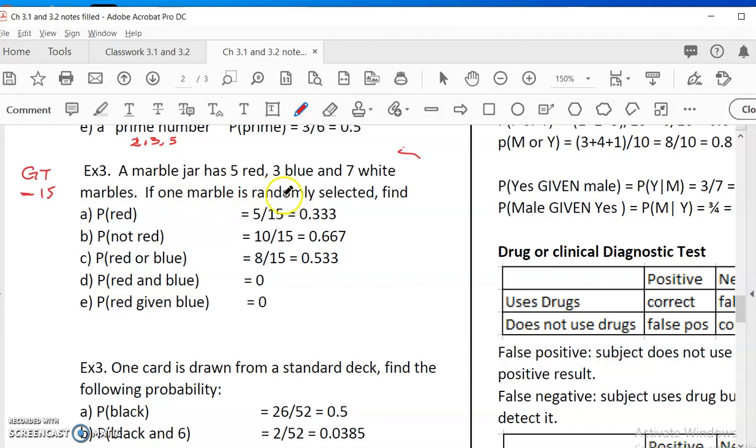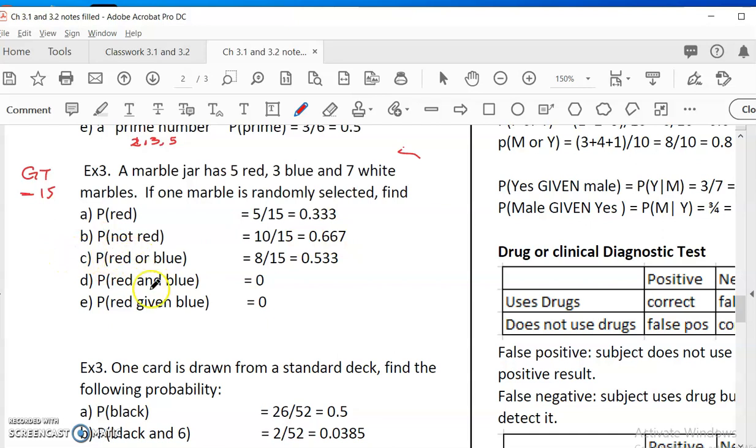If I select one marble, what is the probability that it is red? How many will satisfy red? It is 5, right? How many total ways? 15, so it's 0.33. What is the chance it is not red? Blue and white are not red, so I add them together. These are the ways that would satisfy not red. So 10 over 15 is 0.667.